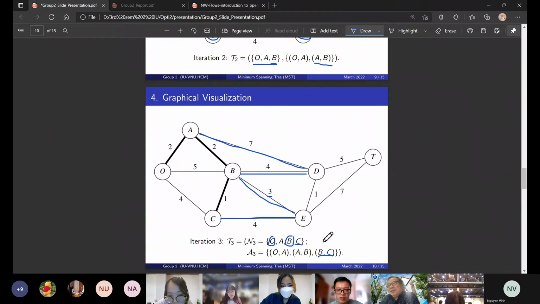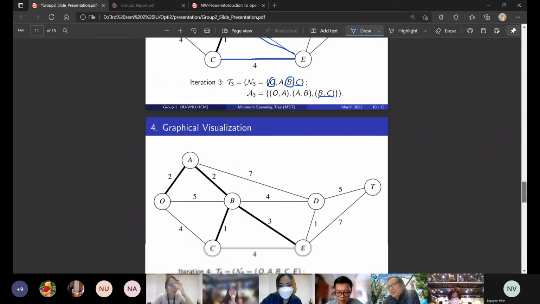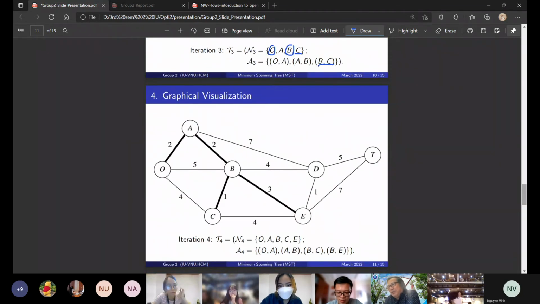So we work with the theoretical algorithm. Okay, continue. So the next, now we choose what? Jami. Yes, sir.